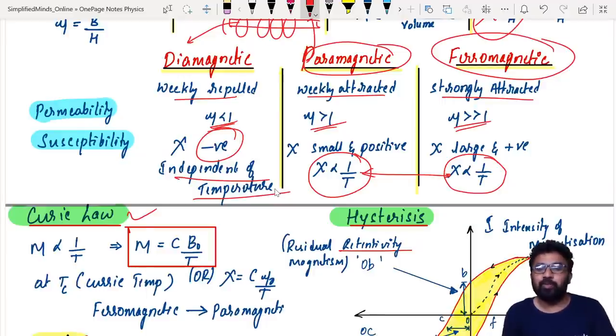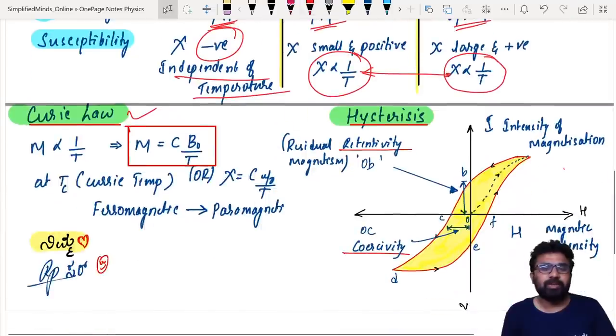Okay, we'll discuss now. If it is small and positive, it is paramagnetic, and if it is large and positive, it is ferromagnetic. The ferromagnetic material also becomes a strong magnet. Okay, then let's come to the next one, Curie's law.